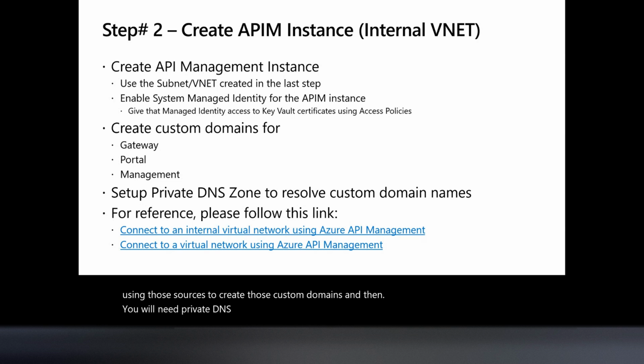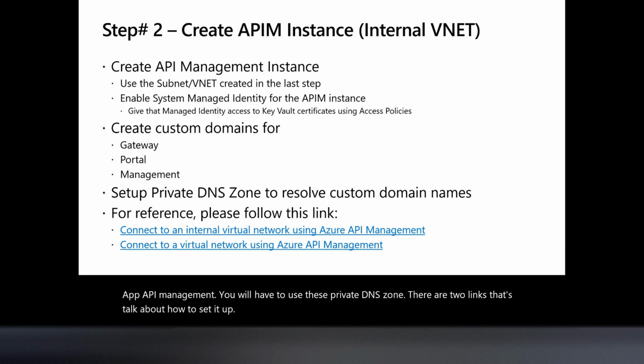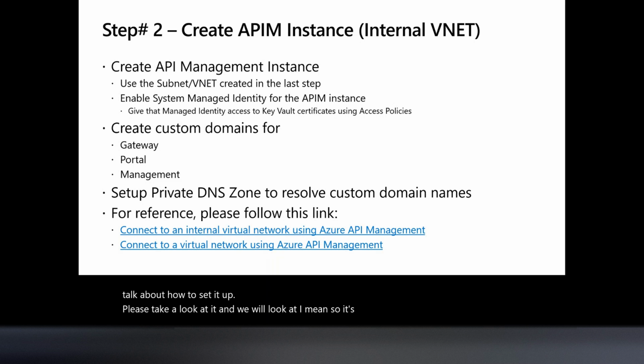So for example, if you have a jump server in that VNet and you want to access API management, you will have to use these private DNS zones. There are two links that talk about how to set it up. Please take a look at them. It's very well detailed and explained.